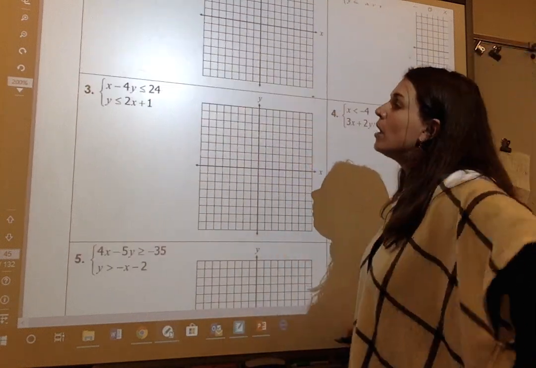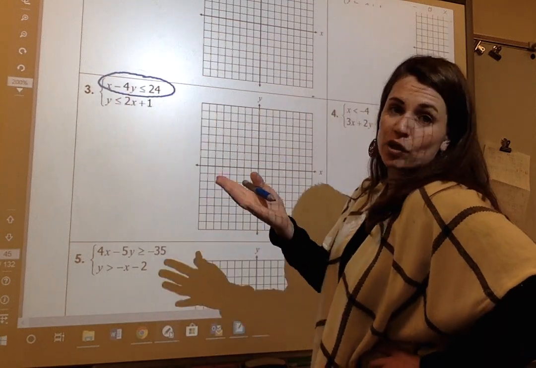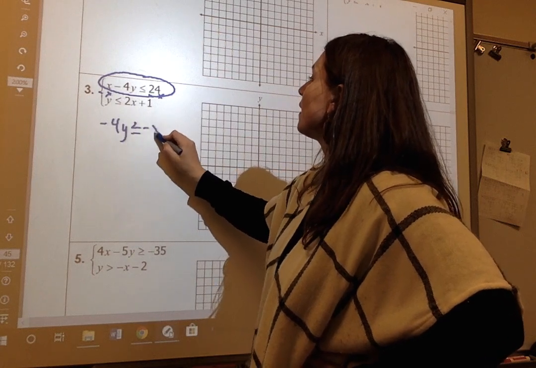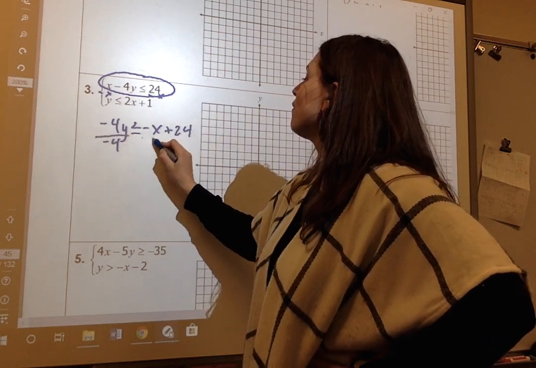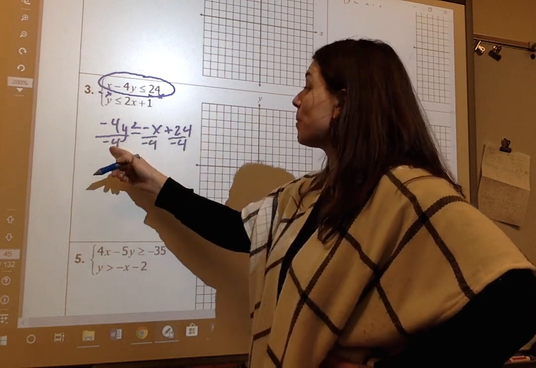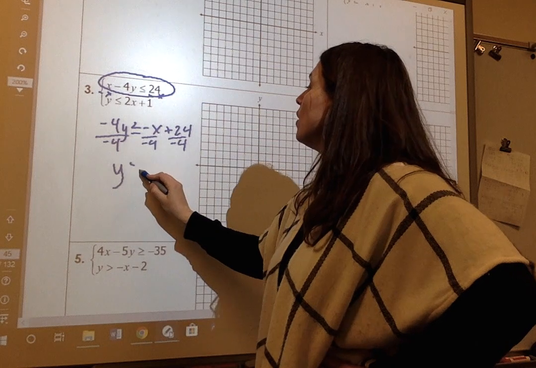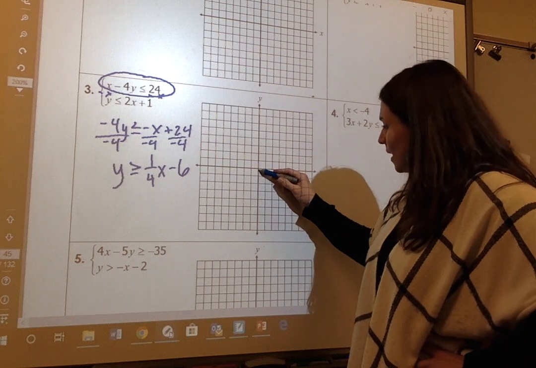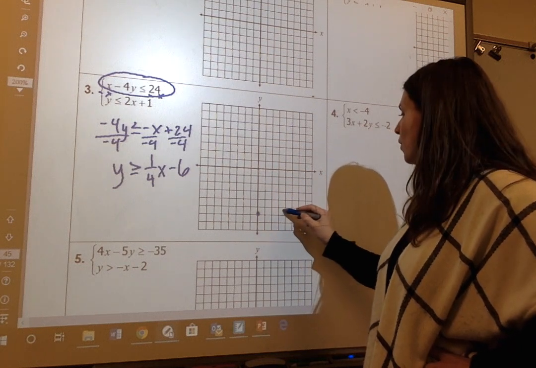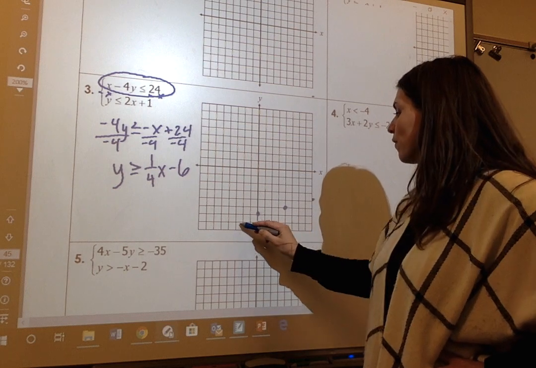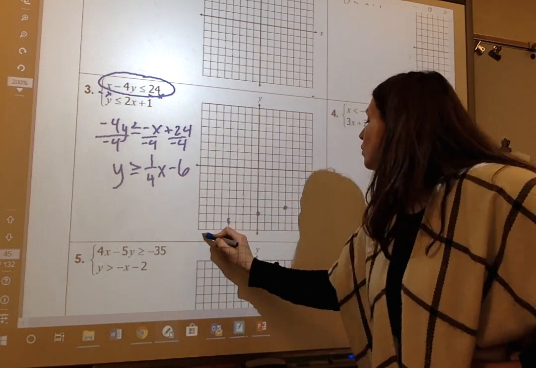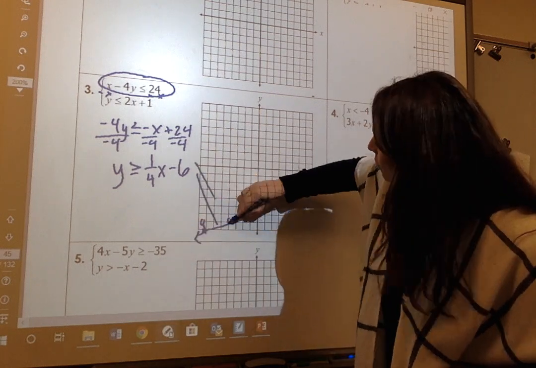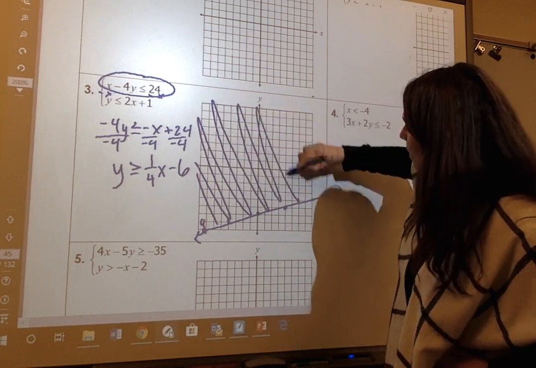Let's do number 3 together. So first step doesn't change. I still got to put it in slope-intercept form. So I'm going to subtract x on both sides, and I get -4y is less than or equal to -x plus 24. And I divide everything by -4. And I get y, because I'm dividing by a negative, flip my sign, greater than or equal to 1/4 x minus 6. So my beginning point's -6. My slope is up 1 over 4, up 1 over 4, and I'm going to reverse it, down 1 over 4. Greater than or equal to means a solid line. Here's my skier. Y is greater than, so it's this big, huge region up here.